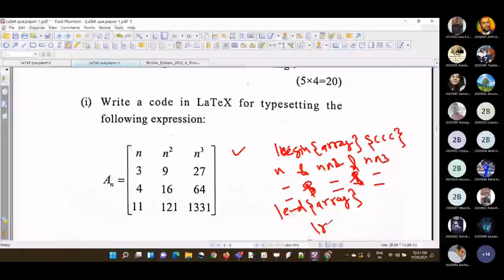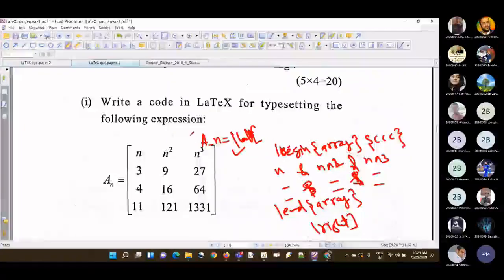And then you have to write backslash right, and because there are square brackets, you have to write backslash left, and then a square bracket. And before this, you have to write a_n, so a underscore n, and then equals to, and then keep it completely in double dollar sign. So this is how you can produce this matrix.